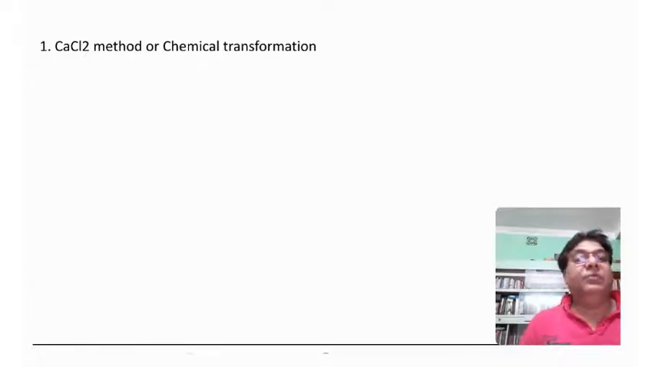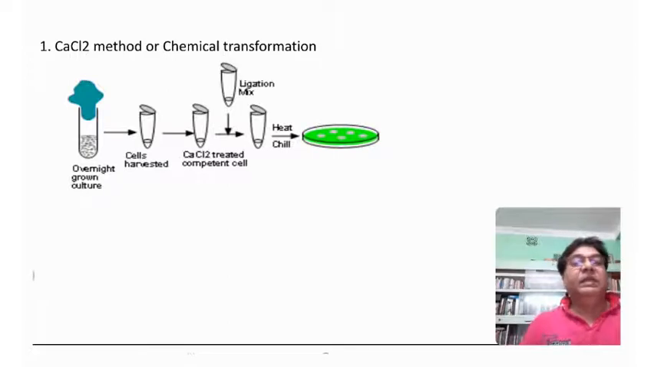The first method is the calcium chloride or chemical transformation method. In this method, the Escherichia coli cells, which are normally not competent to take up outside DNA, are made competent by treatment with calcium chloride, and sometimes in addition to calcium chloride, others like magnesium chloride or manganese chloride are also given. Due to this calcium chloride treatment, the cells become competent, followed by heat shock. So a combination of chemical and physical methods makes the cells transiently porous, and they take up the DNA from outside.